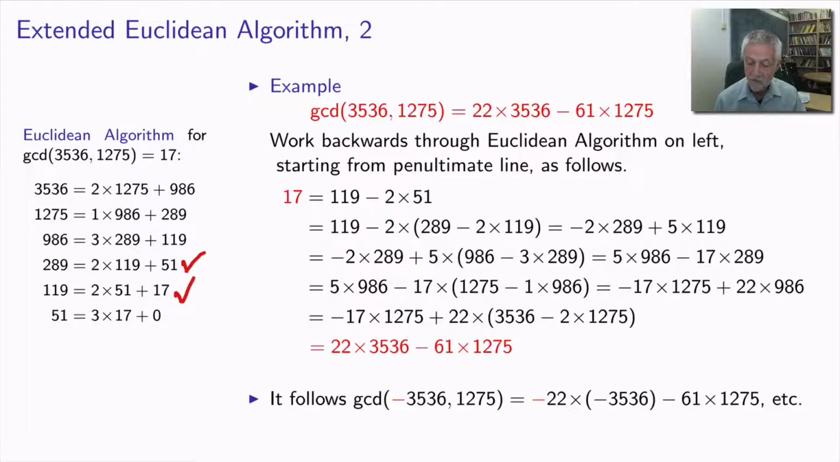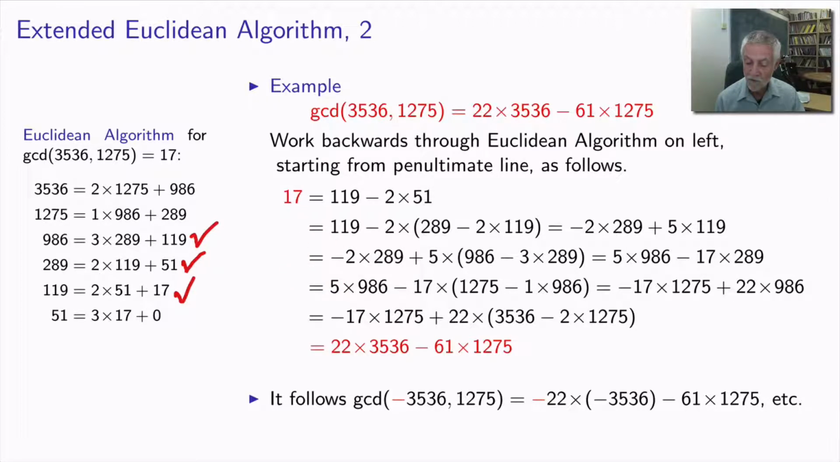Now if we just follow on, we have 119 here, and then 289. So doing the calculation, we have minus 2 times 289, and we have 5 times 119. Now, again, we're going to find that we can express the smaller of these two numbers, 119 and 289, by using this line here. 119 is a sum of 986 and minus 3 times 289. So we do that and we get this.